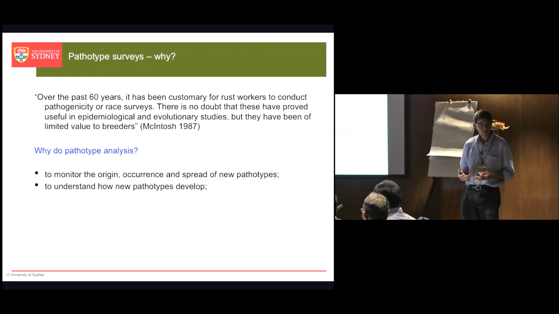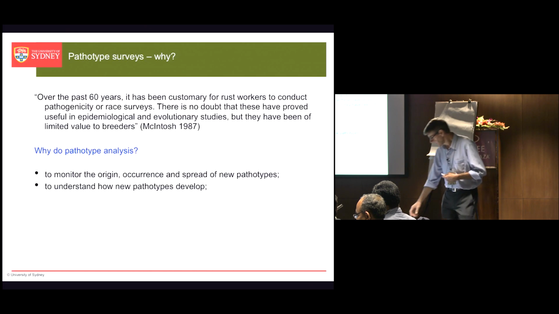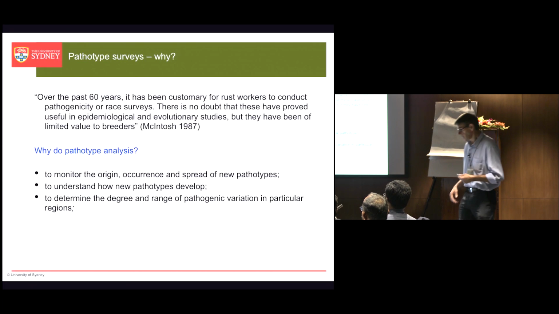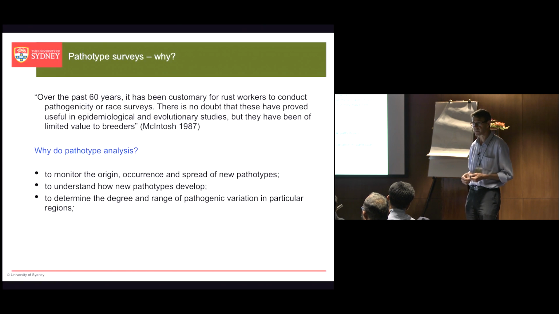To understand how new pathotypes develop, we saw a video before on sexual recombination in the wheat stem rust pathogen. We've talked about mutation already. We'll go into more detail about these. To determine the degree and range of pathogenic variation in a pathogen in a particular region, right? If we want to know how a variety responds, if it's carrying resistance, then we need to know what virulences are out there, what pathotypes are out there.